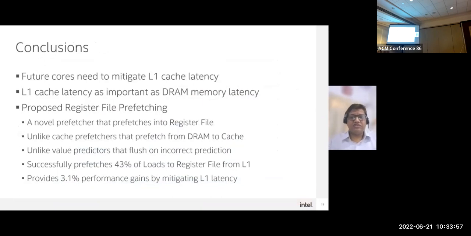Finally, we conclude that future cores would need to mitigate the L1 cache access latency. We proposed a prefetcher, register file prefetching, that prefetches from L1 cache into the register file. Our prefetcher successfully prefetches 43% of all loads into the register file and improves performance by 3% through the mitigation of the L1 cache latency.